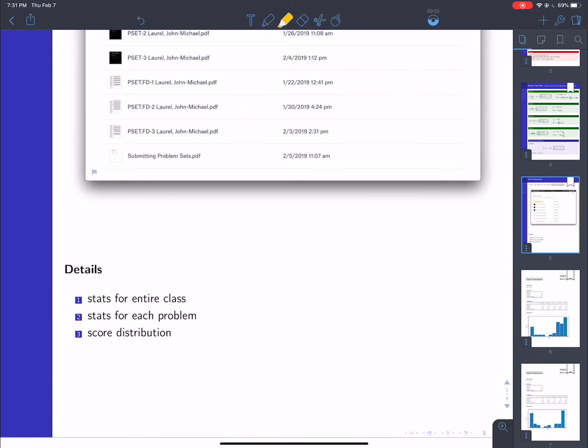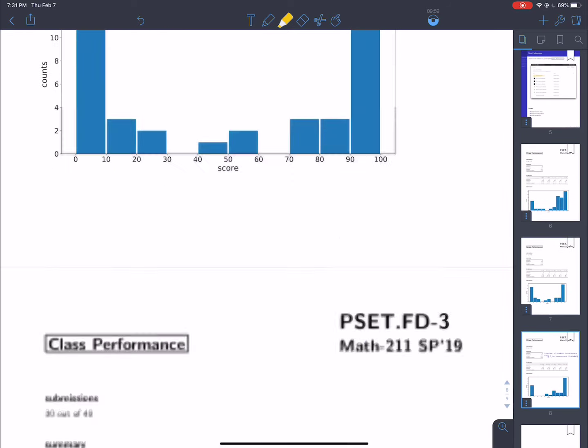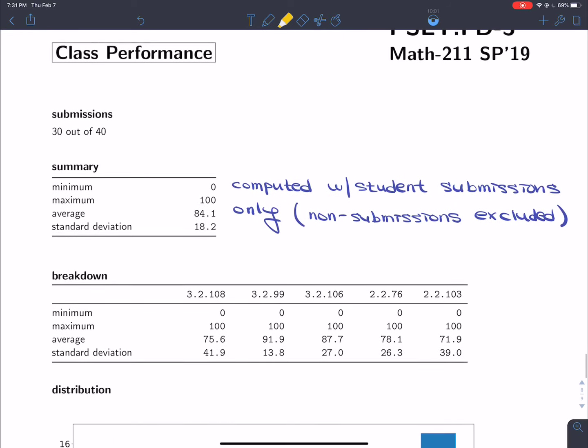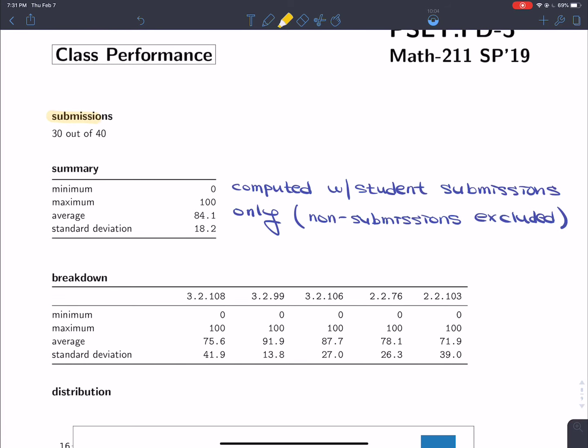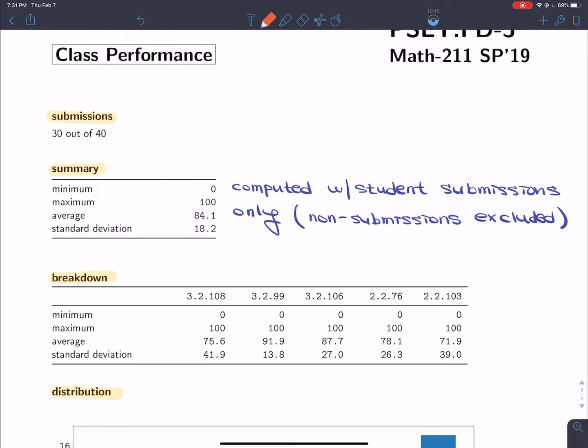As of now, it only has 3 pages. That's because you've only turned in 3 p-sets. Let's go ahead and scroll all the way down to problem set 3. And you can see that it's actually broken down into three main sections, namely the submissions, the summary, the breakdown, and then the distribution. The submissions is pretty self-explanatory. One thing that I do want to emphasize is that all the numbers from the summary and below were all computed with student submissions only. So in other words, all the non-submissions were excluded in the computation of this data. So we didn't have these 10 non-submissions, those zeros, pulling down all of these averages and affecting the rest of the data.